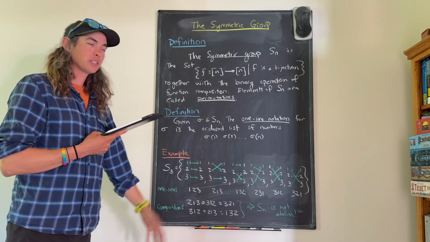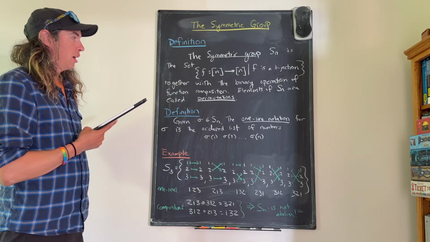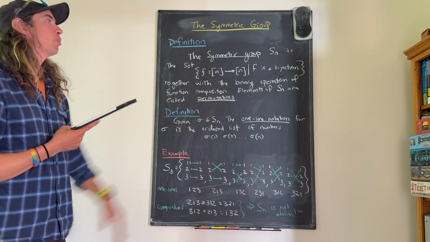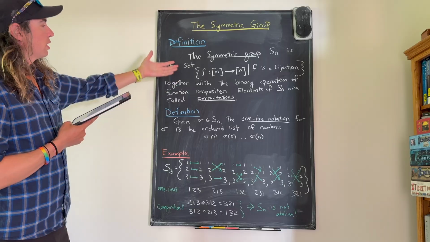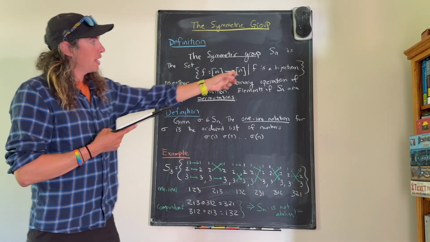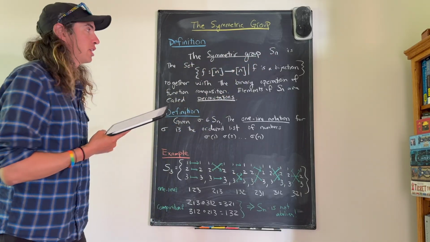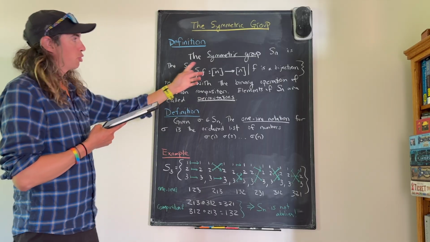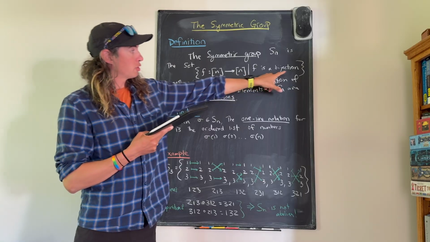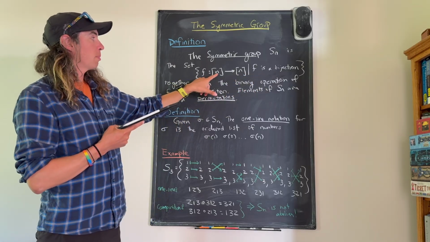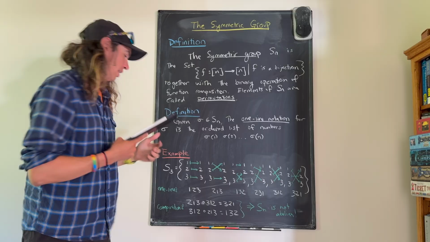We're going to do some examples. And then as the course goes on, we'll come back to this example very frequently. Okay, so the definition: for each natural number n, there's a symmetric group. The symmetric group Sn is the set of bijections f from this set back to itself.